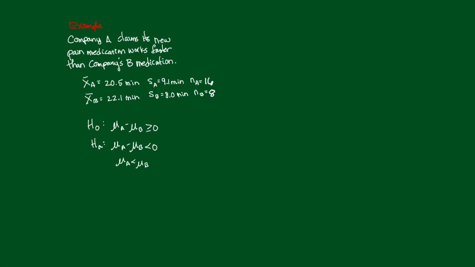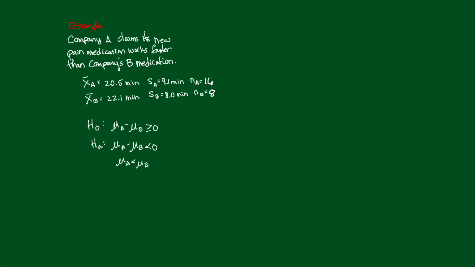So let's run an example. In fact, I'm going to do the same example as we did in the very last section with these companies A and B. Company A claims that it has medication that reduces pain faster than company B's. I'm just going to change one thing here. We're going to assume we take random samples of size, not 60 and 42 like we did last time, but let's make small samples and run 16 and 8.